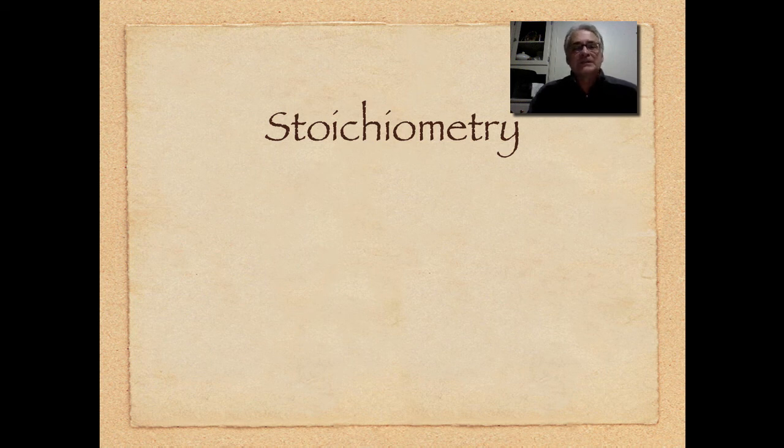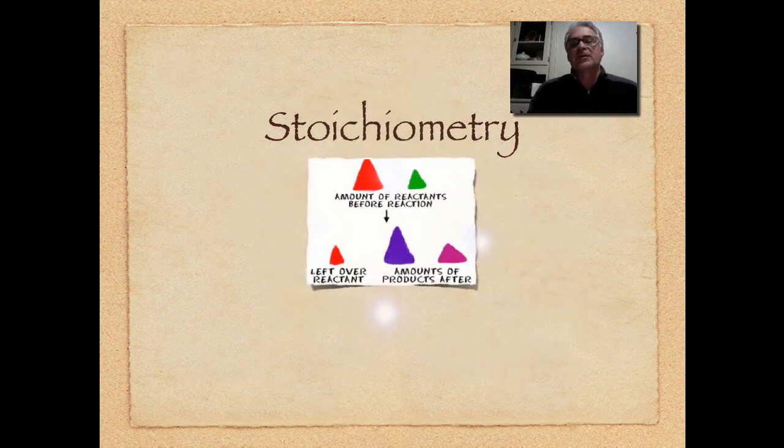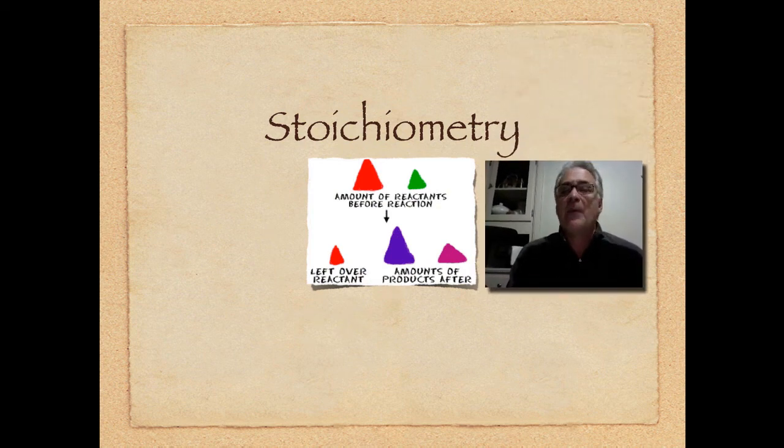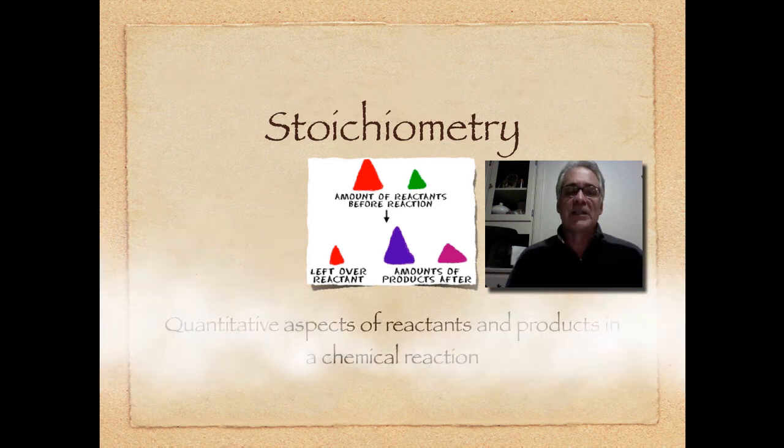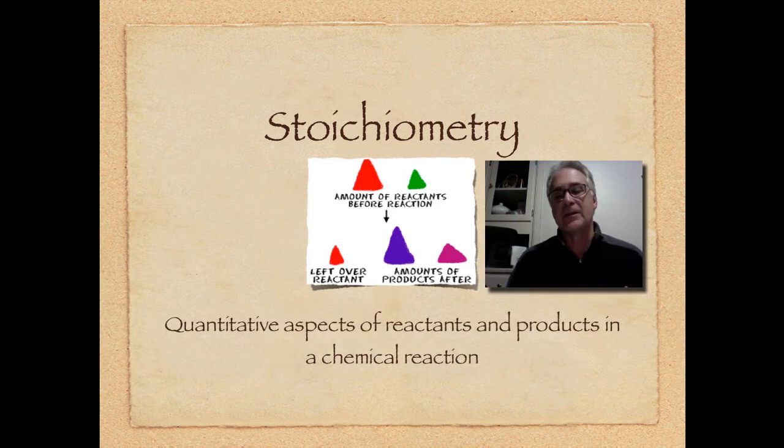Stoichiometry is a kind of mysterious word to a lot of students, and they get a little frightened of it. But there really isn't much to be afraid of. Just like this picture says, we're going to be looking at chemical reactions. We're going to quantify how much reactants it takes to make a particular product, and vice versa. So it's really just quantifying or measuring the amounts of reactants and products in a chemical reaction. More precisely, quantitative aspects of reactants and products in a chemical reaction.